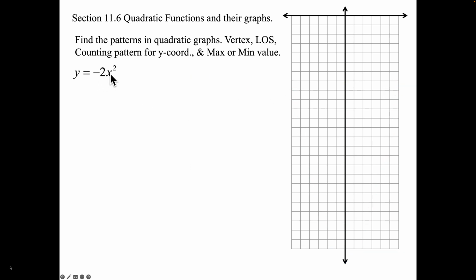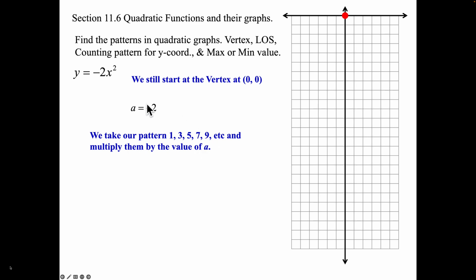Y equals negative 2x squared. Okay, vertex is at the origin right there, 0, 0. Take your 1, 3, 5, 7, 9 multiplied by negative 2. Negative 2 times 1, negative 2. 3 times negative 2, negative 6. 5 times negative 2, negative 10. Negative 14, negative 18. Will we use all those?